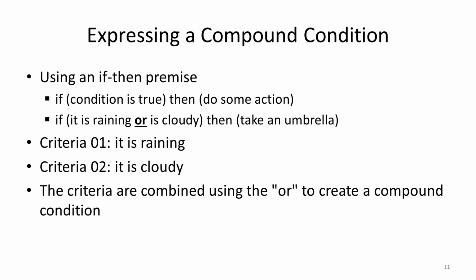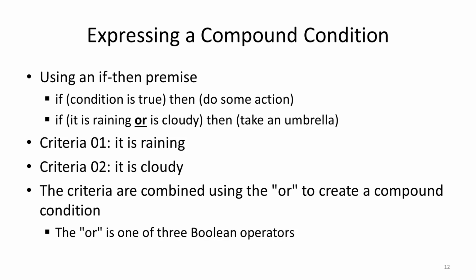Let's break it down using the if-then premise. Recall that the if-then premise, if some condition is true, then do some action. So in this case, the condition is it raining or is it cloudy? If that is true, then take an umbrella. So we have the first criteria, which is it is raining, and we have the second criteria, it is cloudy. The criteria are combined using the or to create a compound condition.